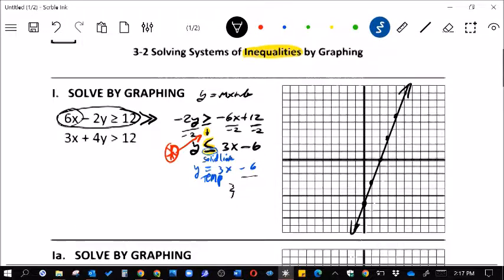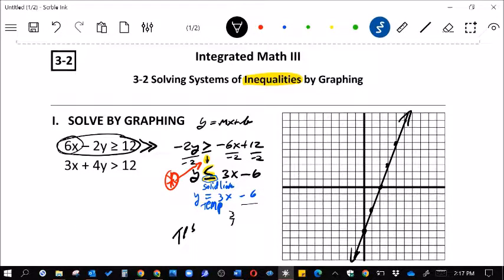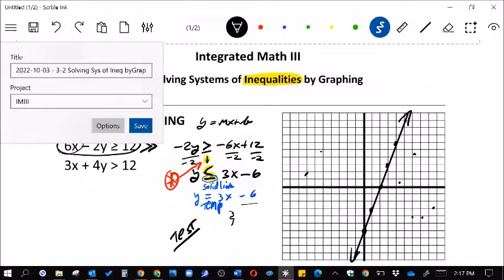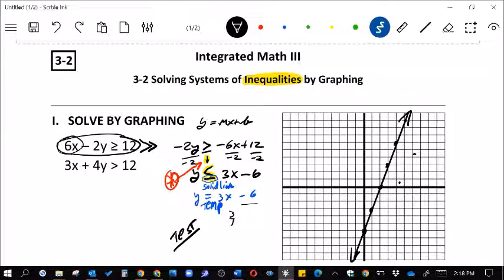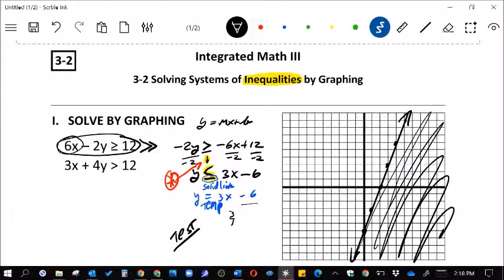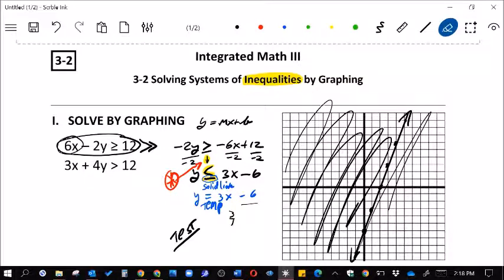What we now need to do is to test a point. Because we need to know, are the answers over here or are the answers over here? Because there are multiple answers to this. Either everything over here counts as an answer, and every point there you could plug into both of them and it would be true, or all those would be false and it would be everything over here. Don't know which way, so let's find out.